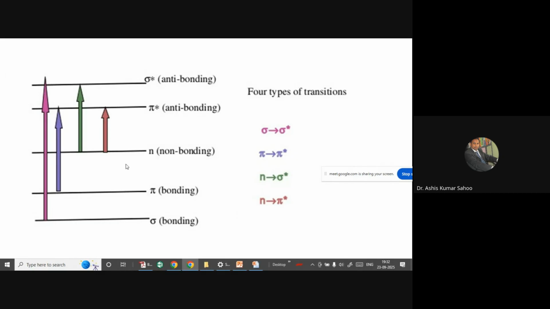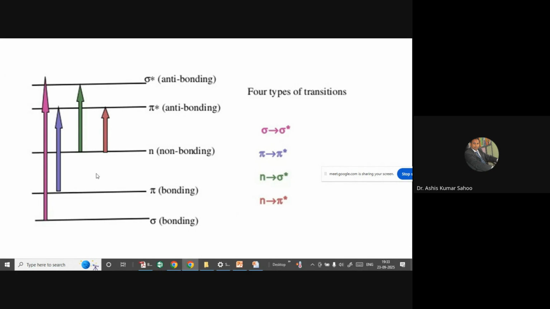Similarly, n is a non-bonding electron, like on oxygen, nitrogen, sulfur atoms, where we get non-bonding electrons. So n to sigma star occurs in thiols, amines, halo compounds, etc. Here n to pi star occurs in carbonyl compounds, nitriles, etc. So these are the different transitions.